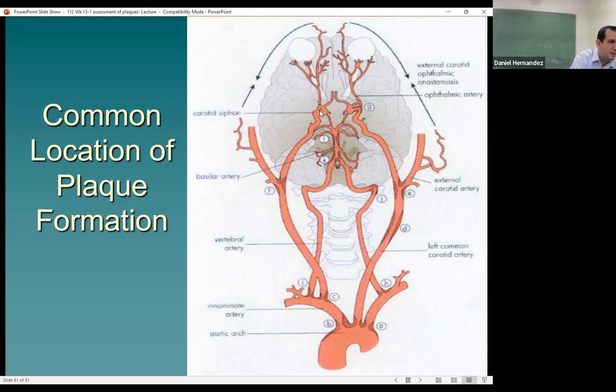I could see also a common site in our carotid siphon. So where we get that little loop of our ICA and our circle of Willis.